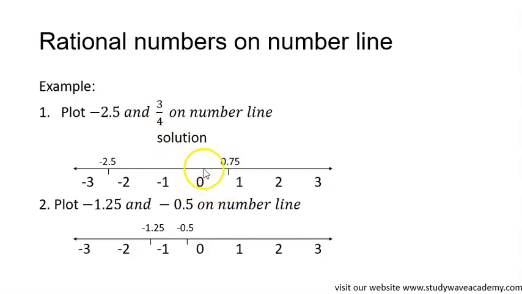So this fraction, in decimal 0.75, is placed somewhere here. This is 0, there's 0.10, and it goes till it gets to 0.75, somewhere here, okay? So minus 2.5 is placed here on the number line, and 0.75, which is 3 over 4, is placed somewhere here. Instead of writing 0.75, you can just put the fraction 3 over 4, okay? Do you understand?